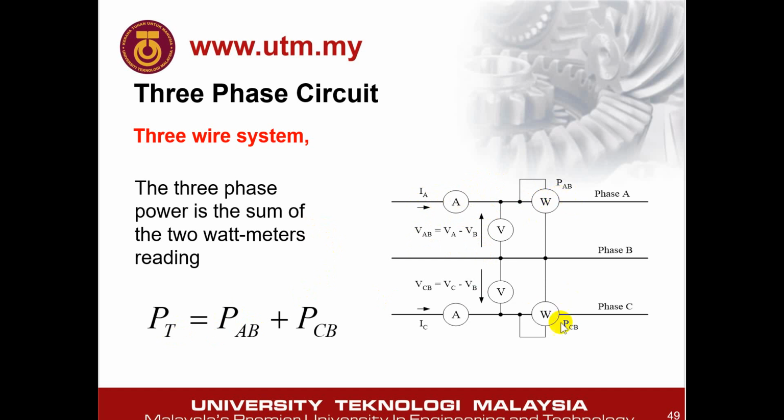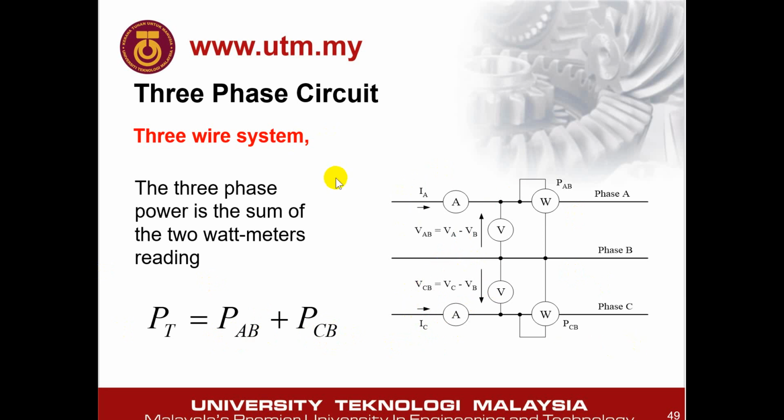But for this one, PCB. Usually we measure the PBC according to the ABC sequence. However, this one is flipped. Instead of voltage VBC, we measure VCB, which is flipped. And for the current, we don't use the B current, but we use the C current. Then the total power is the sum of the PAB and PCB. Make sure that you use the correct current and the correct voltage.